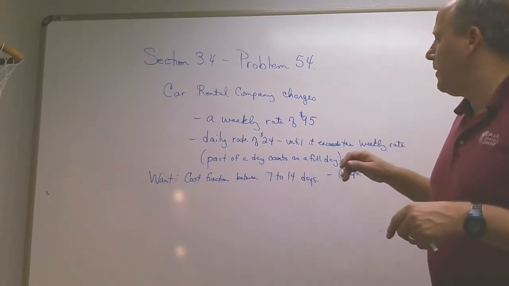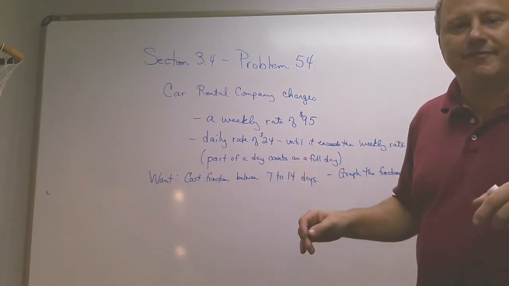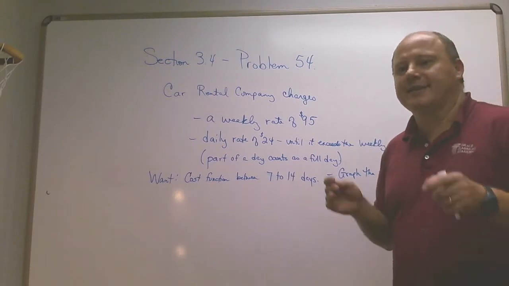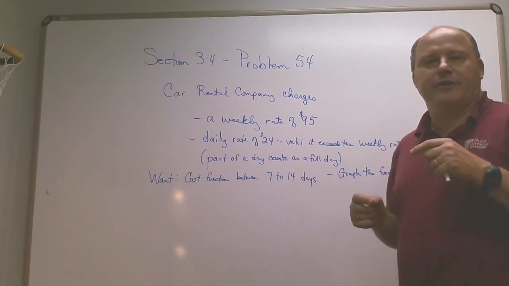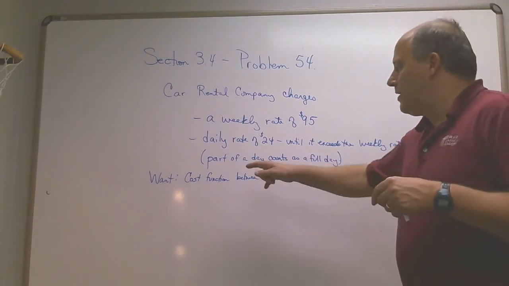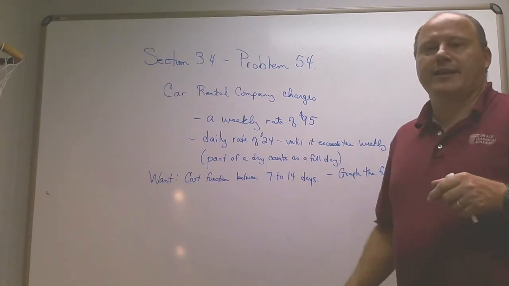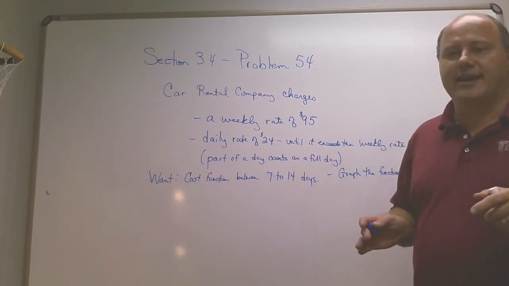They also said part of a day counts as a full day. So you can't have 8.5 days. If you had 8.5 days, that'd be 9 days. So it's a full day. If you're there till noon, you've got to pay for the whole day. And what we want is a cost function between the 7 and 14 day mark. So we're not interested in what's happening before the 7th day mark.